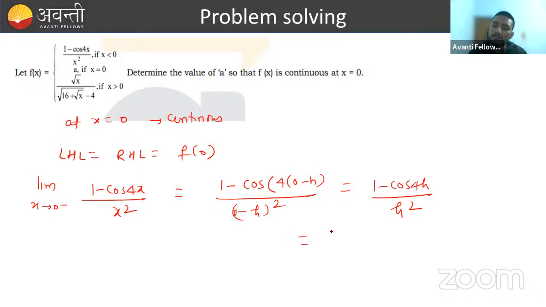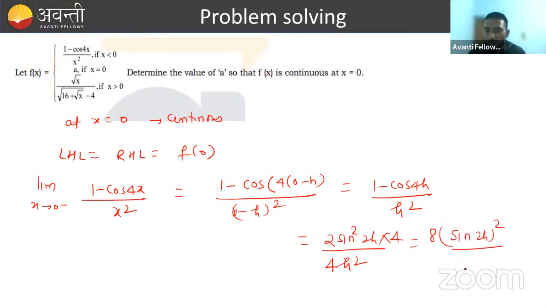After solving this, what you are going to get? 2 sin square 2h divided by h square. Now it is 2h, here it is h. We have to make 2h, right? So 4 into 4, it will be 8. And why I have taken 4, you can see this is 4h square. I can write it like 2h whole square. So this will become 1 and it is 8.